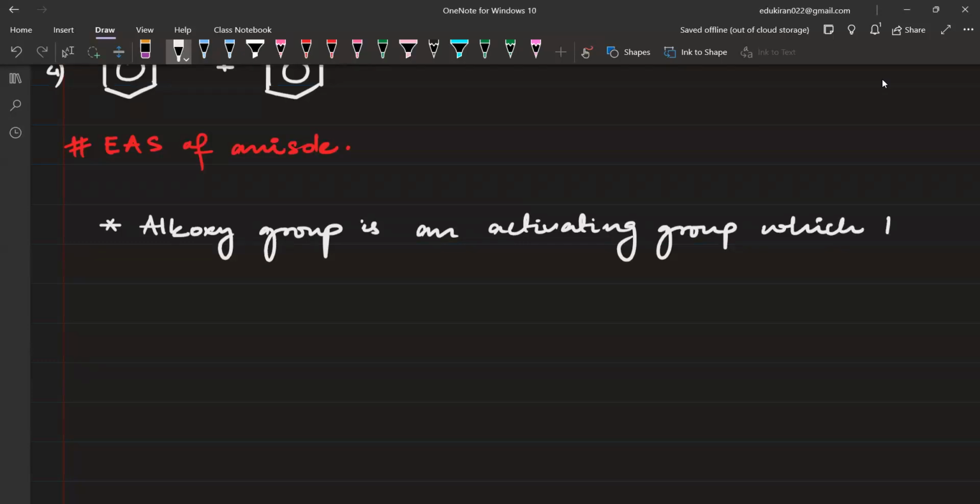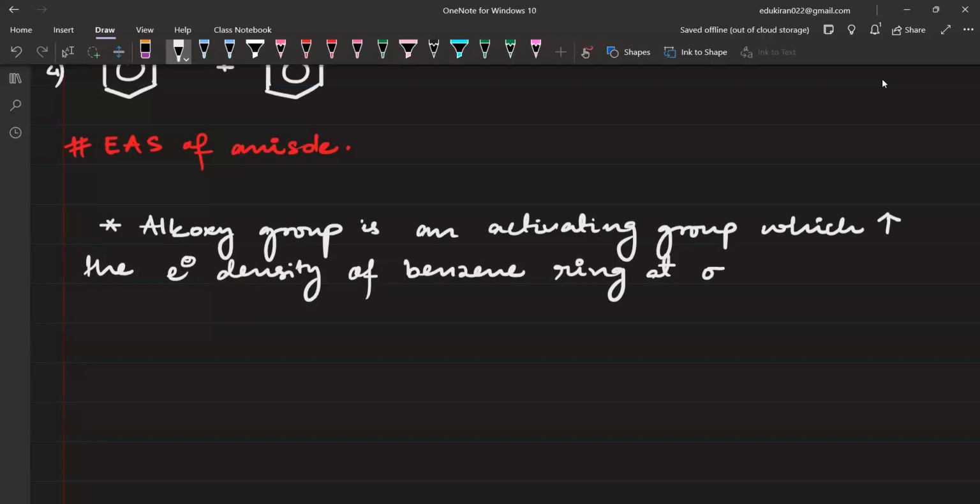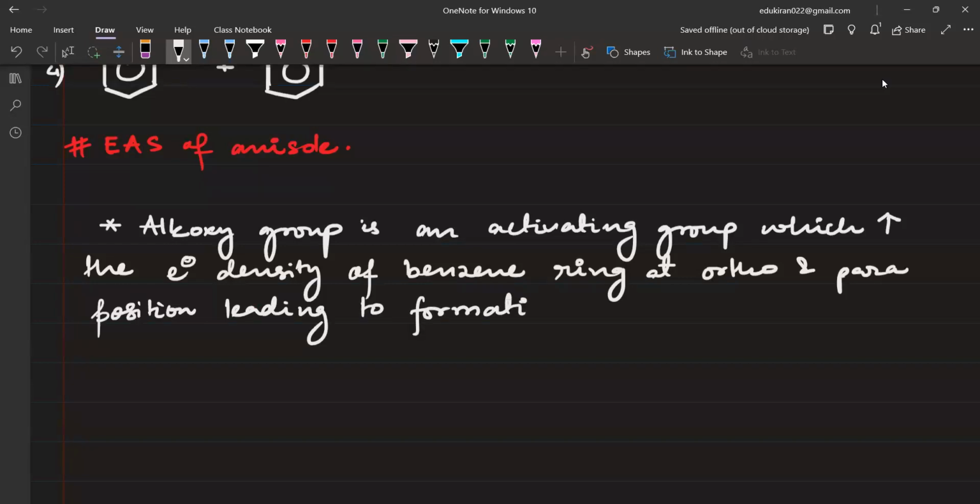which increases the electron density of benzene ring at ortho and para position, leading to formation of ortho and para products.